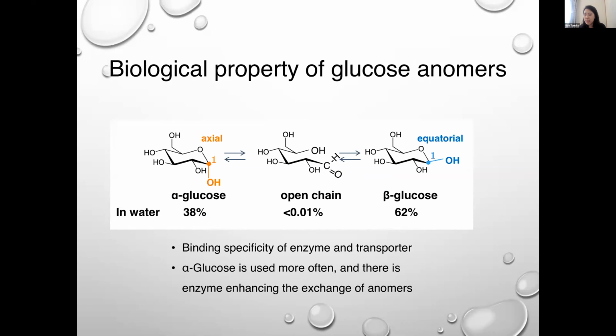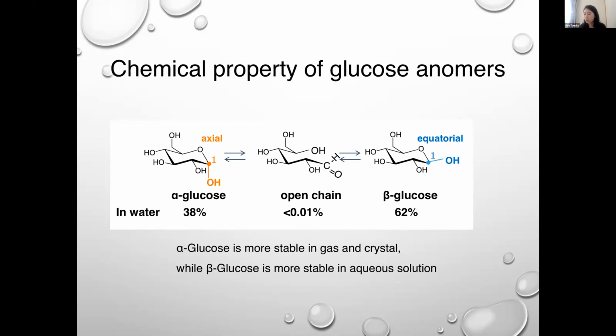In solid and gaseous state, alpha-glucose is major. On the other hand, in aqueous solution, on the contrary, beta-glucose is major. It means that when you get a bottle of glucose powder, they are alpha glucose at more than 99%. But if you prepare their aqueous solution for experiment, they change it to the mixture of glucose anomers. It's considered because hydrogen bond between glucose and water molecule are formed around the glucose molecule.